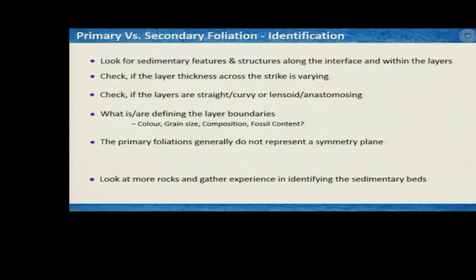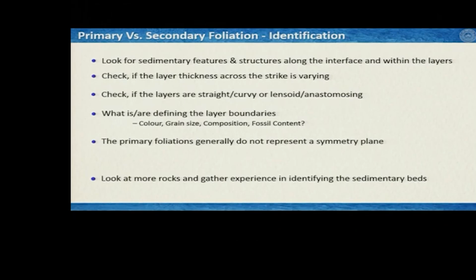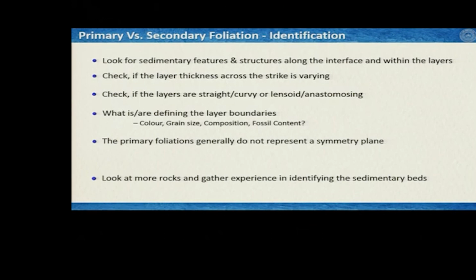If we have to find sedimentary foliations or primary foliations, then look for sedimentary features that are generally present at the interface of the layers. For example, you can figure out load clasts, some sort of convolute laminations, or cross laminations or cross beddings and so on. All these things define that you have the primary foliations present there.